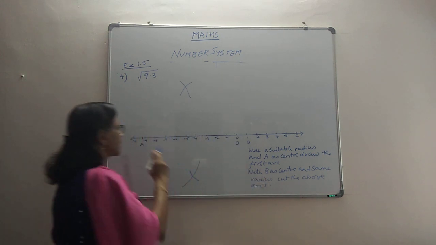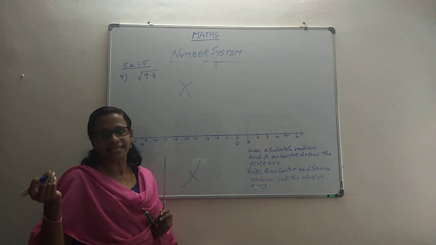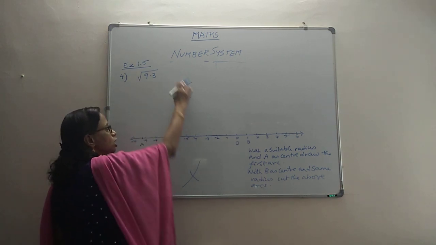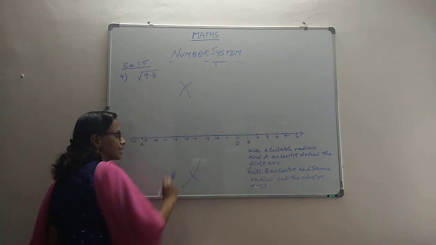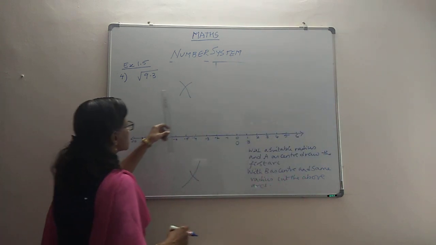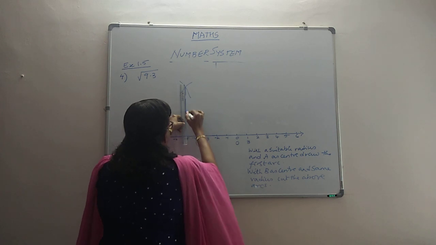Hope it's clear. With A as a center and some suitable radius, as I said, it could be 6, 7, 8 centimeters or units, whatever we have taken, draw arcs on both sides. With B as a center, cut these arcs. We are getting these points of intersection. Let's join these points of intersection. We can just join them.